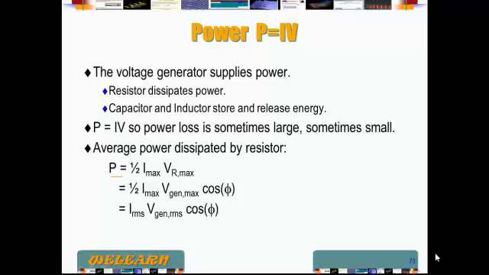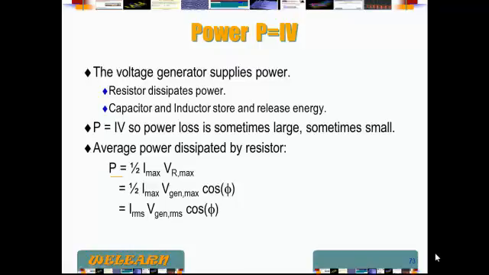A capacitor is going to store the energy in the form of charge and it's going to release it. The inductor is going to store energy in terms of magnetization and releasing it. So power loss is going to be only in the resistor in an RLC circuit.